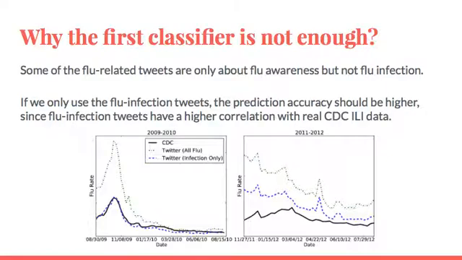Here we can see why the first classifier alone is not enough. That is because some of the flu-related tweets are only about flu awareness, but not real flu infection. If we use the real flu infection tweets, the prediction accuracy should be much higher because flu infection tweets have a higher correlation with the real CDC illness data.